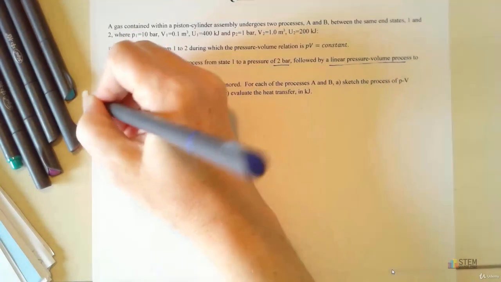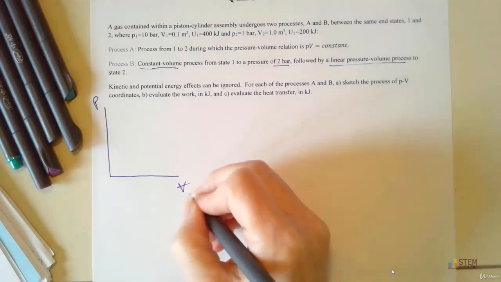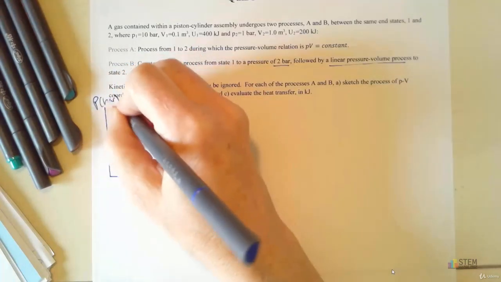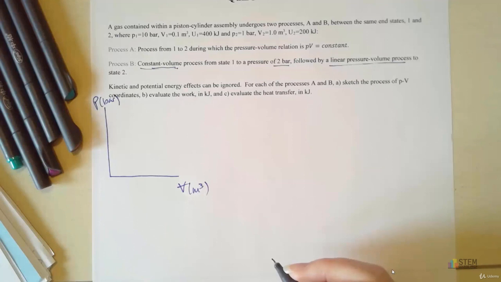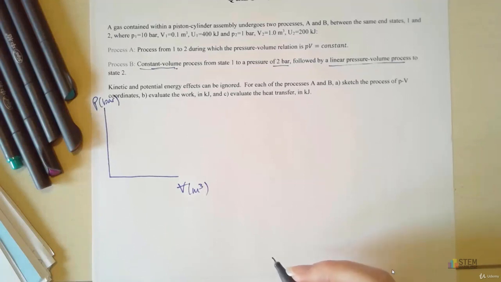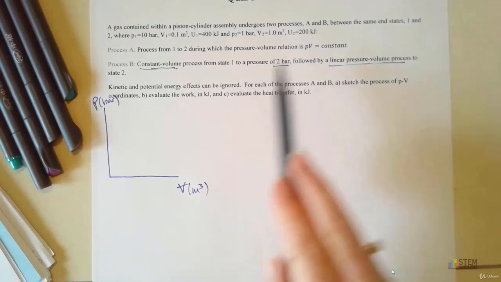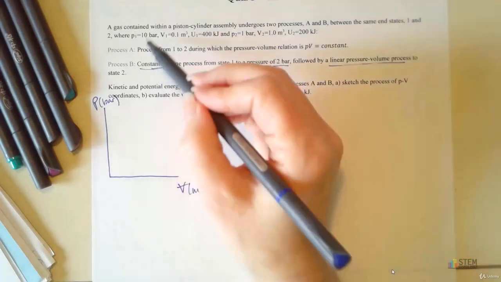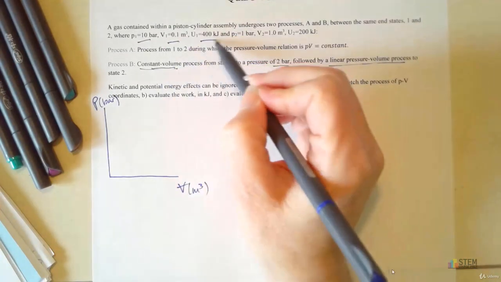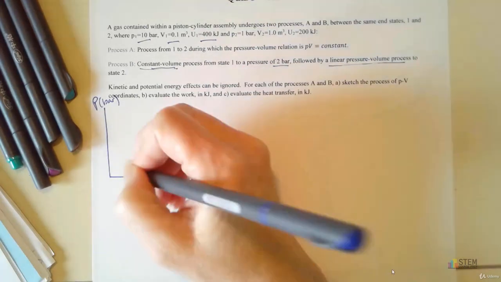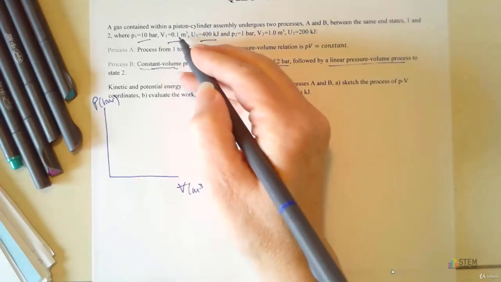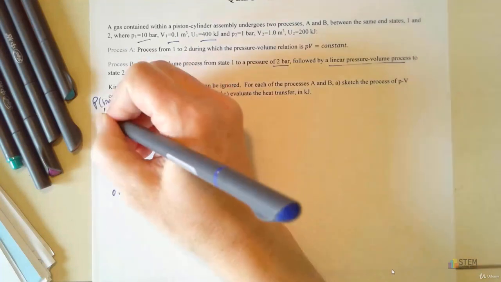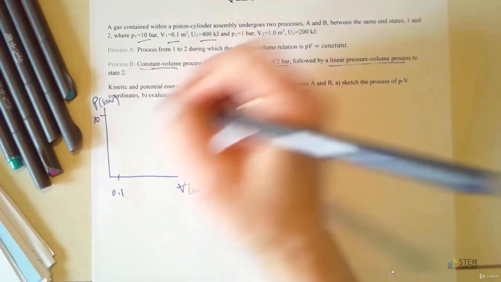So here's V, here's P, that's cubic meters, and then this is bar. Let's do process A first. We know our states at 1 here. At state 1, we've got this pressure, this volume, this internal energy. So on here, we've got a pressure of 10, a volume of 0.1. So let's just put 0.1, and then our pressure is up here at 10.